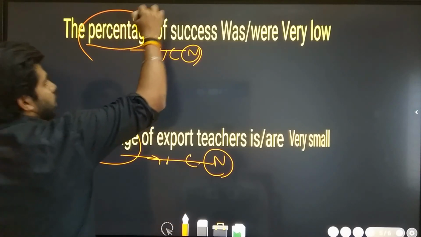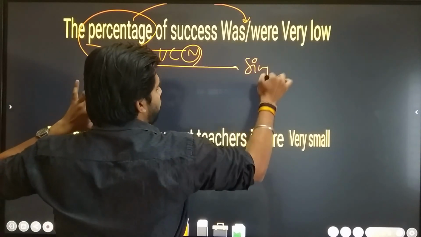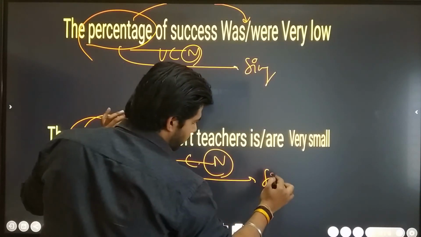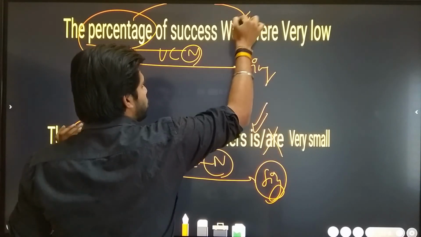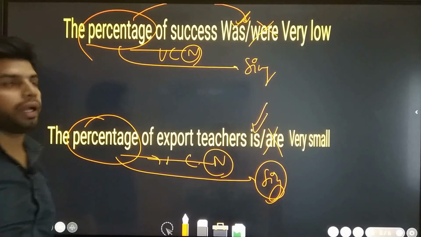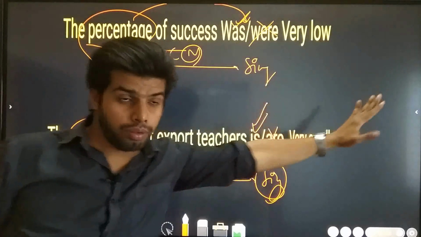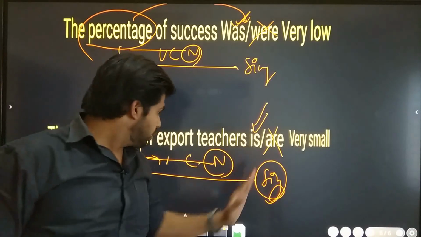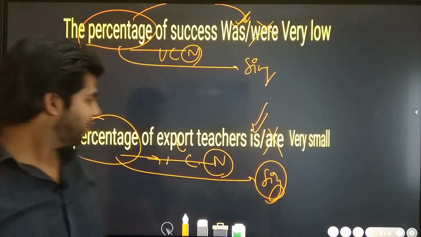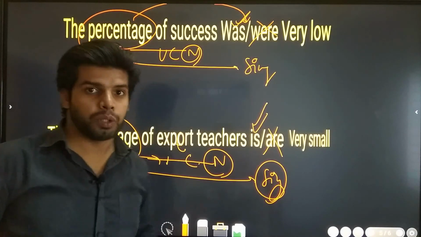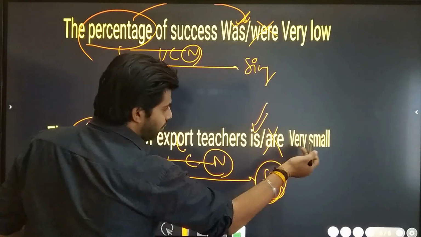Just go for the verb, and percentage always takes a singular verb. The singular verb is is, not are. The singular verb is was, not were. Okay guys, so the correct form of the sentence is: the percentage of success was very low. The percentage of expert teachers, this is expert, not export. We don't have to export the teachers. We are here for experienced teachers, expert teachers of their own subjects. The percentage of expert teachers is very small.